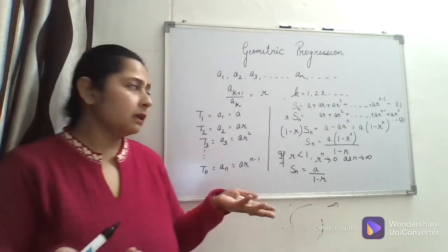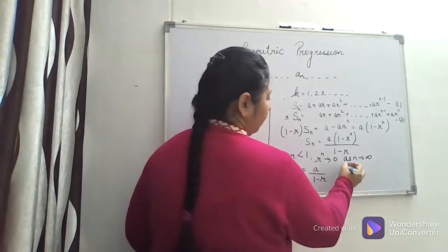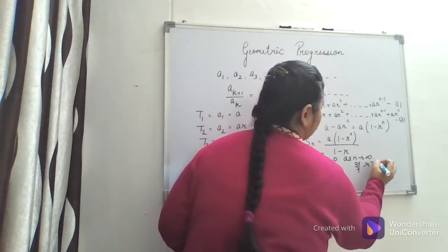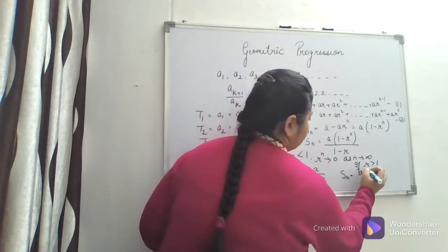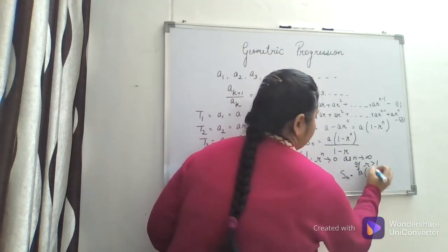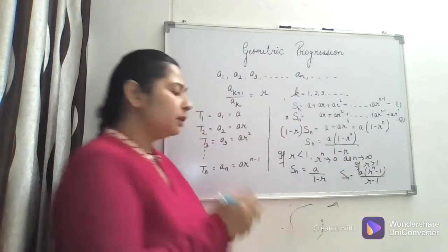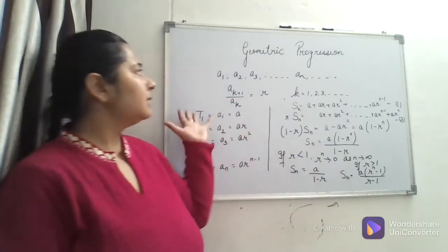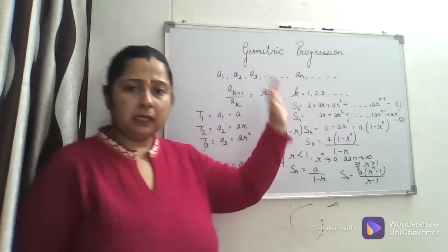And this can also be written as, if r is greater than 1, then your sum Sn becomes A(R^n minus 1) by (R minus 1). You can find the sum by any of these formulas and easily find the sum of this geometric progression. Clear this much?